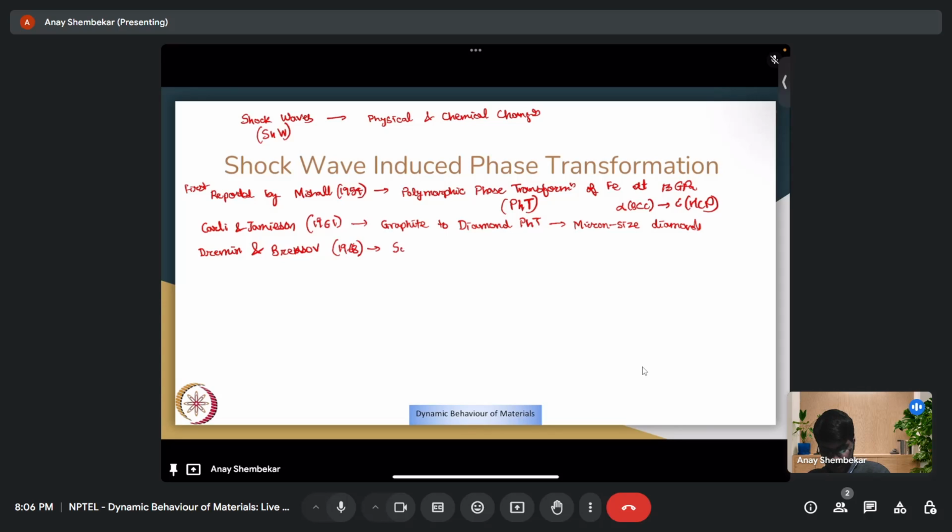they have written a summary of shock wave phase transformation, wherein they say that a shock wave has a high amount of energy which gets dissipated during propagation. So what happens to this energy leads to physical and chemical changes within the material. An example of which is the polymorphic phase transformation.